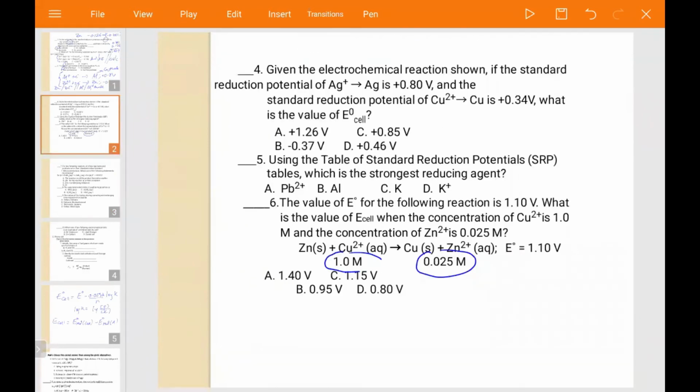The electrochemical reduction potential value is given from Ag plus to Ag, 0.8, and from copper two plus to copper, 0.34 volt. What is E of cell? You can apply this: E of cell equals E of reduction at cathode minus E of reduction at anode. But which one is anode and which one is cathode without the balanced equation? From the given information, how can you identify?